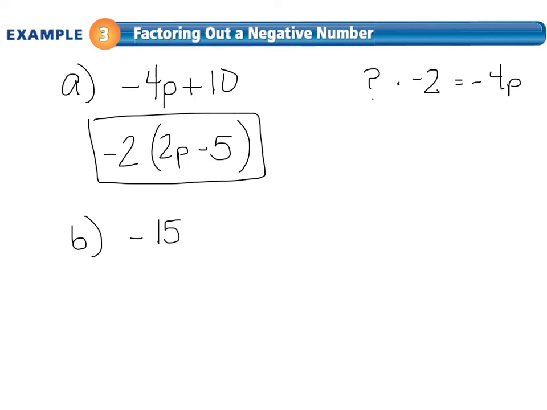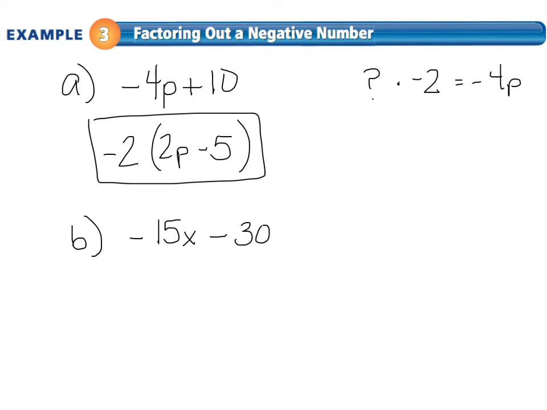Negative 15x minus 30. Now, what would you factor out here? What would you factor out of both of these terms?